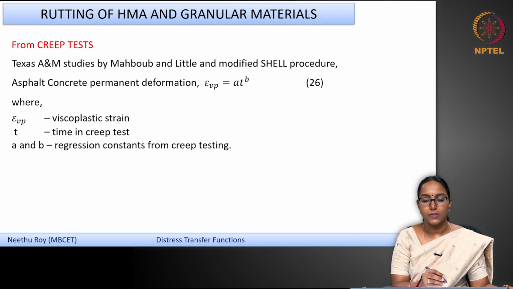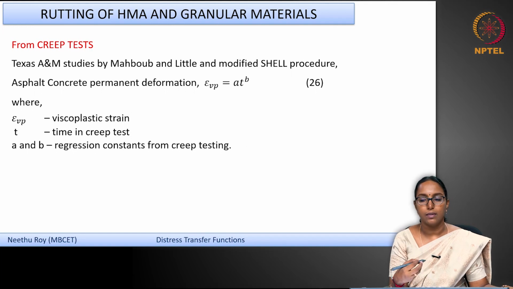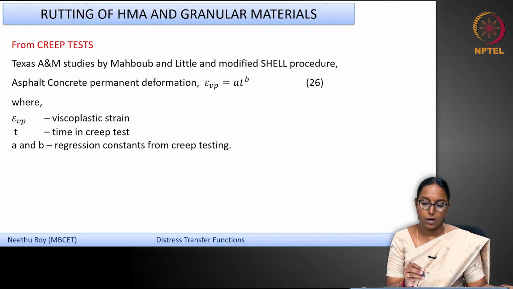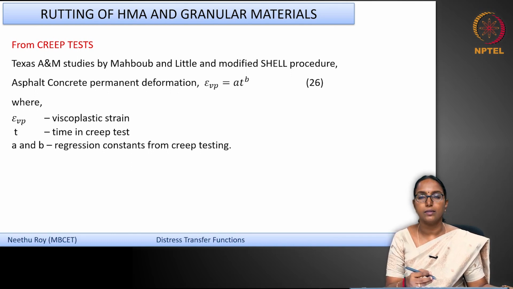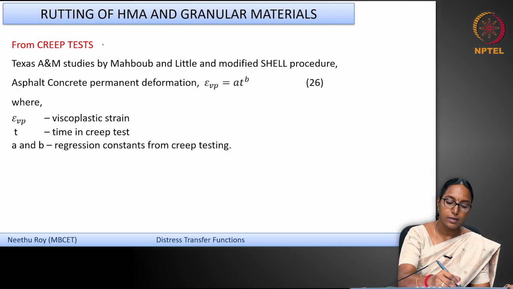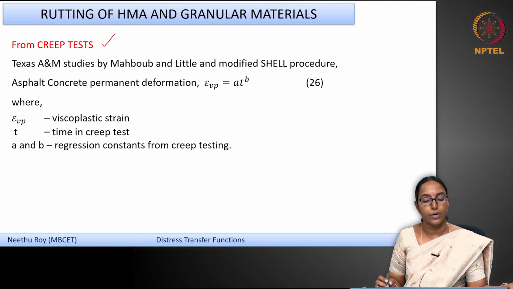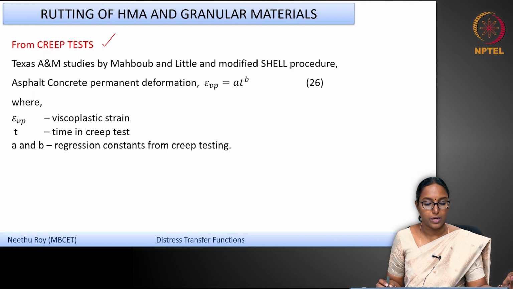Now, what I have discussed just now is a repeated axial load kind of testing on the specimen to get the epsilon p values or expressions. Whereas there are other studies wherein, rather than using a repeated load test, you go for a creep test, that is a constant loading test, and the modified Shell procedure has given a model.